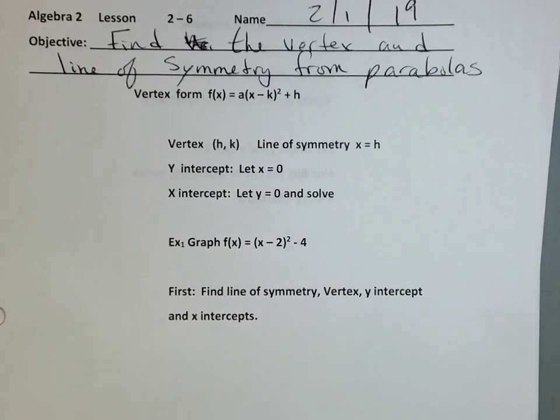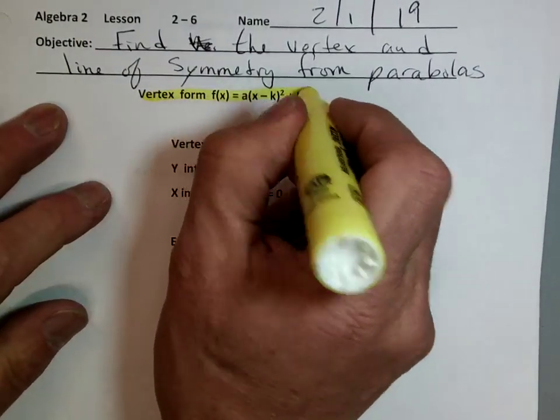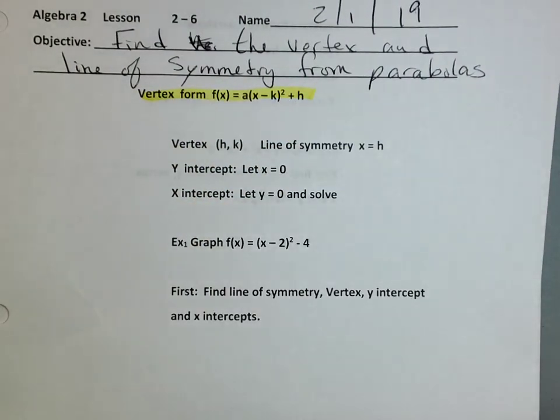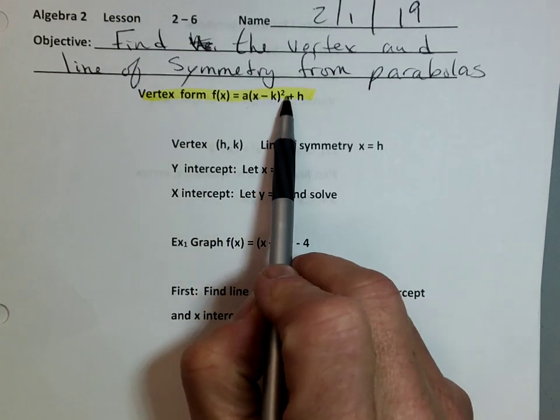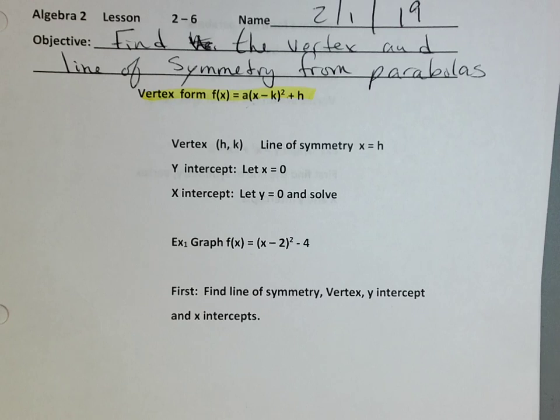Well, if it's already in vertex form, it is easy. Okay, vertex form. So what's vertex form? We've seen this. You guys already know what vertex form is. It's when it's quantity squared, like the parentheses squared. Vertex form is really nice because you can get the vertex right away.